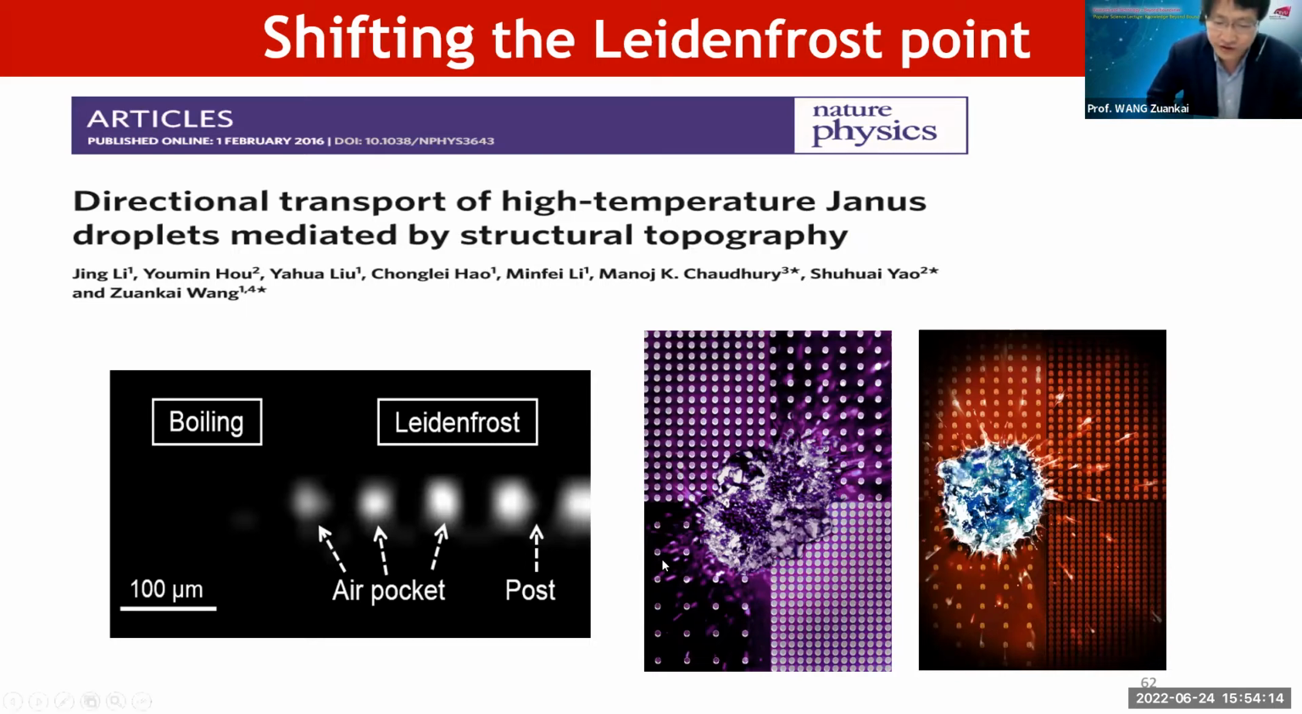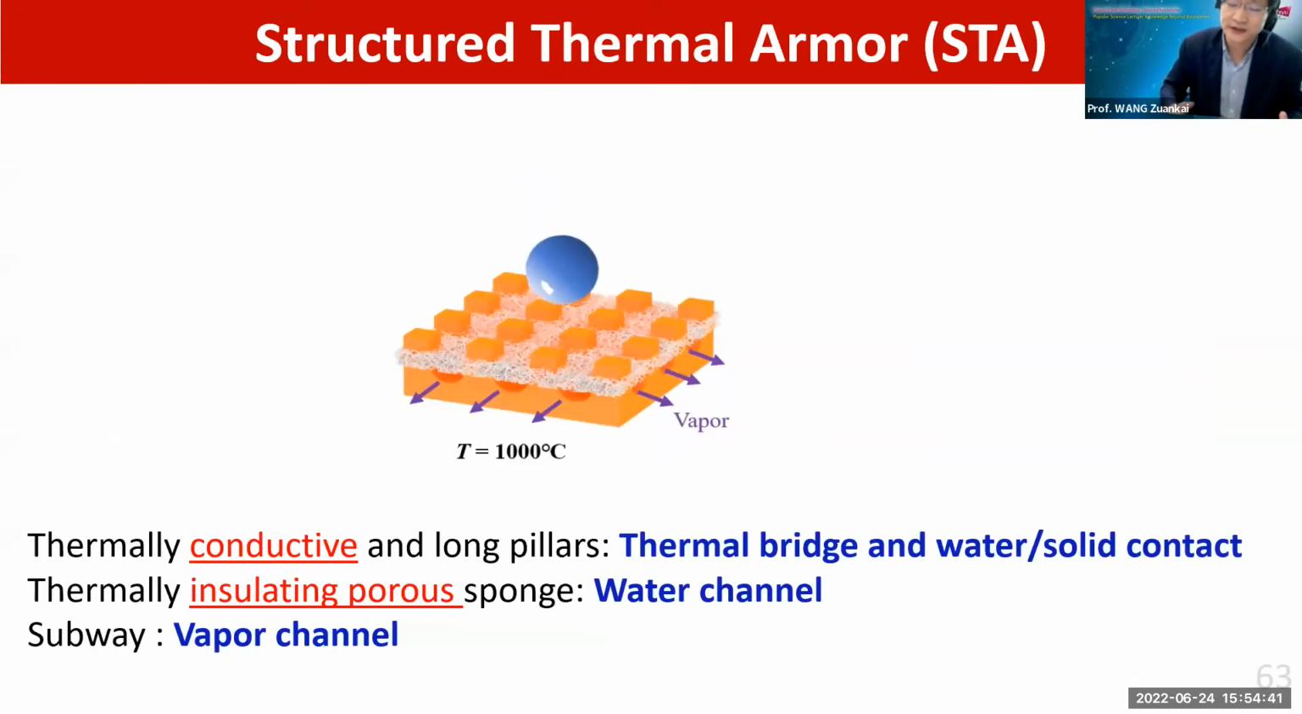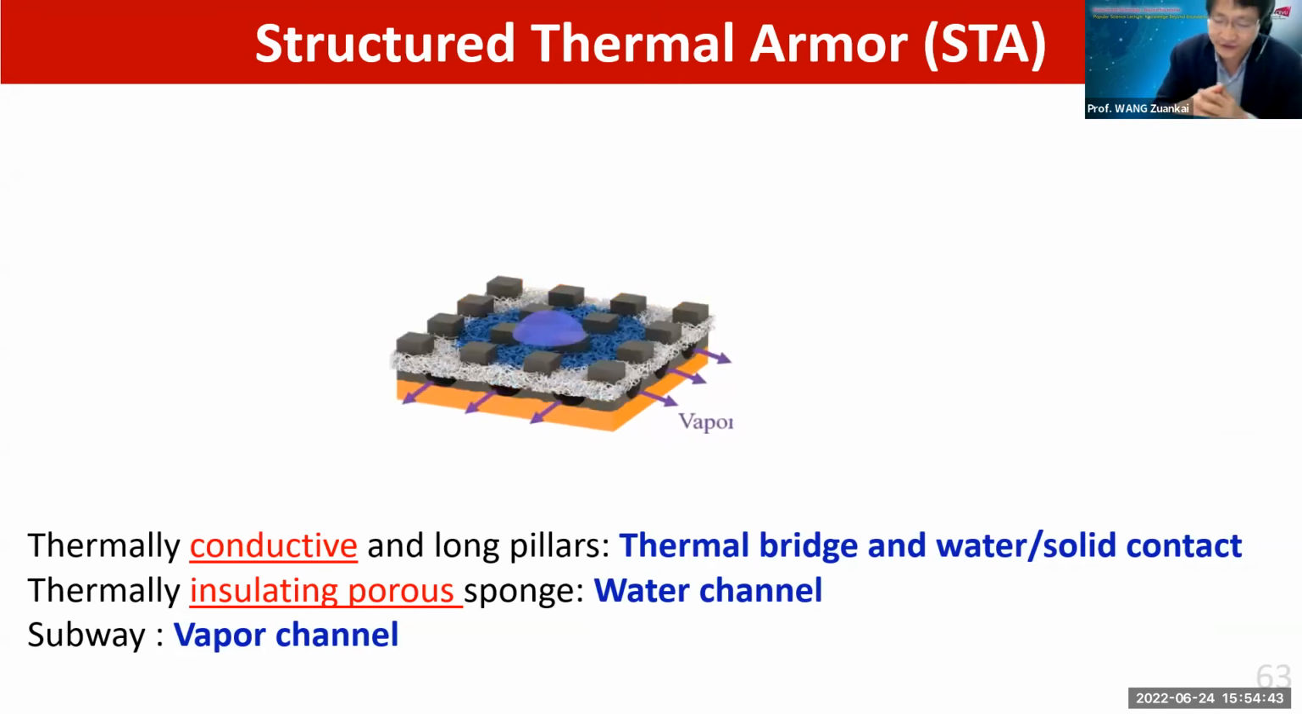Because in the boiling region, the water will boil, and then we have very efficient heat transfer. So we developed a new surface consisting of pillar arrays. Different pillar densities give different Leidenfrost points. At high temperature, even though we have a Leidenfrost effect, the beauty is that once the droplet goes to the Leidenfrost region, the droplet will move to the boiling region. But still, we couldn't fundamentally suppress this phenomenon.